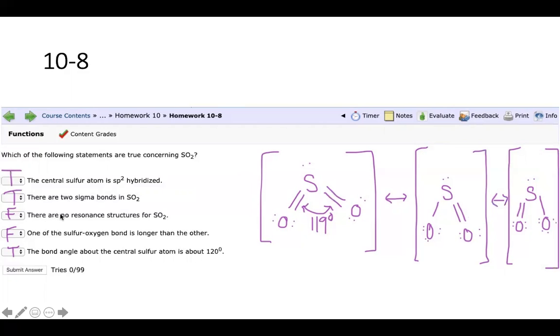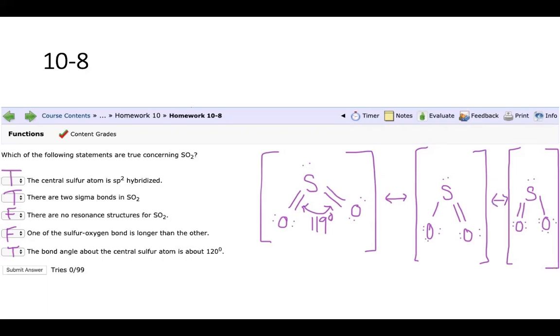Statement 3 says that there are no resonance structures for SO2. This is false. We have these possible other resonance structures over here that are legitimate, they are valid. Nothing is wrong with these guys. They're okay to use.